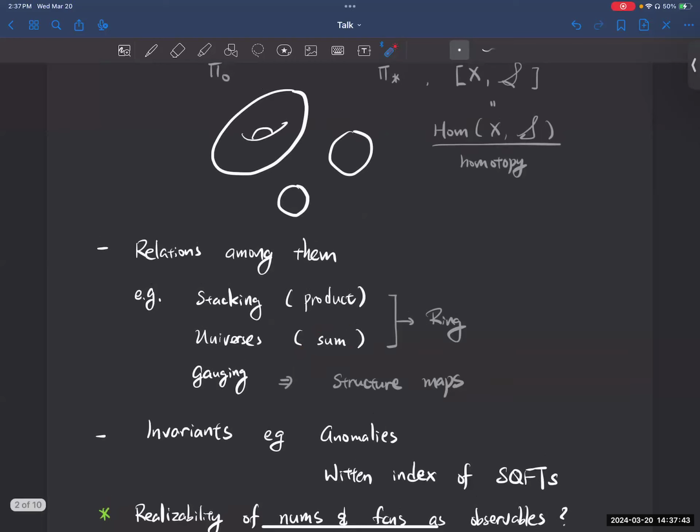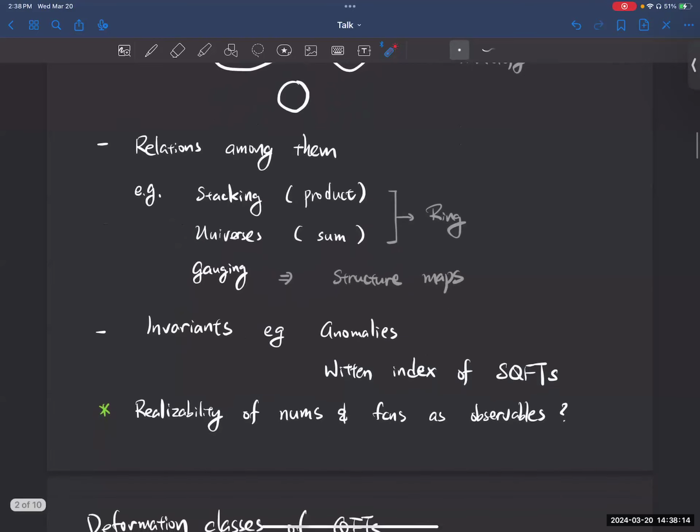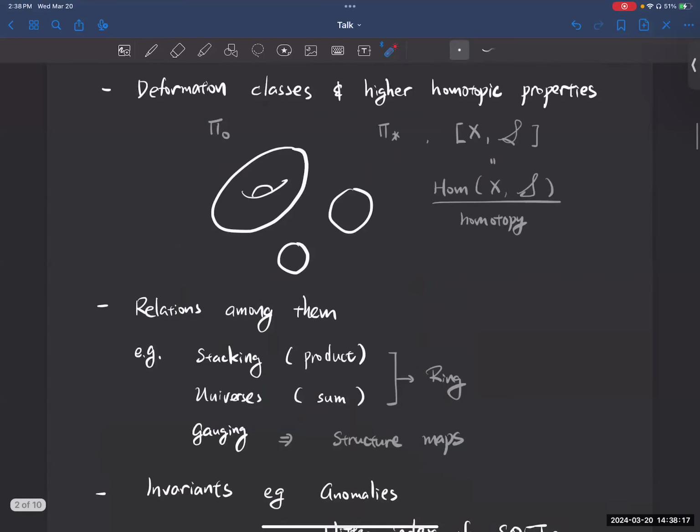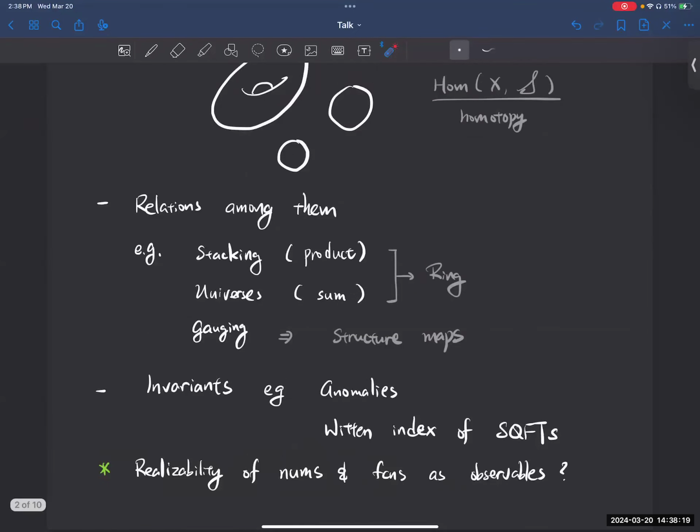We're not going to talk too much about this, but when you have symmetries, etc., you can do gauging, and this mathematically introduces a bunch of structural maps. But we're not going to talk about gauging and other higher operations today. We'll just think about this product and sum, which basically equips this space with the structure of a ring. So we want to think about the homotopy properties of this space and these certain relations.